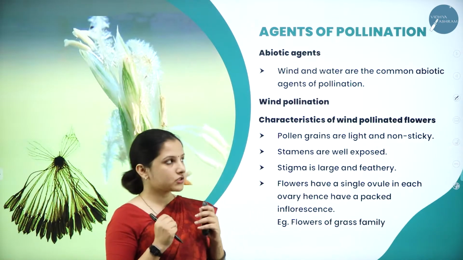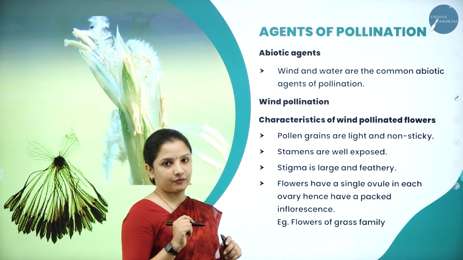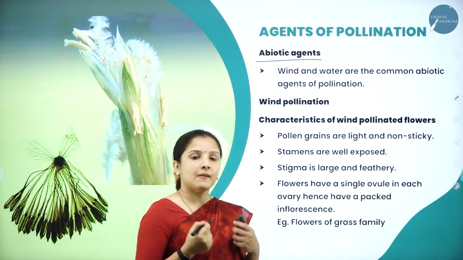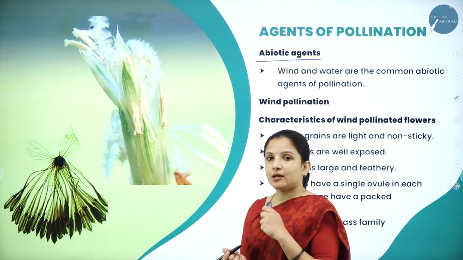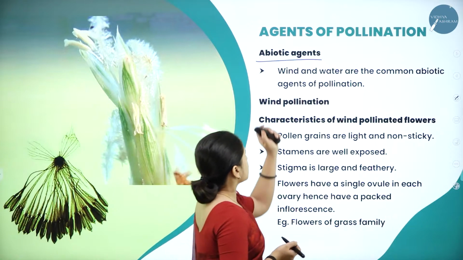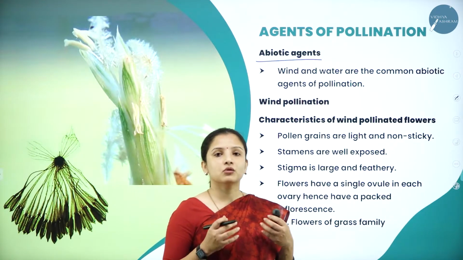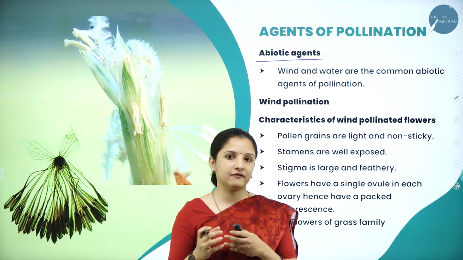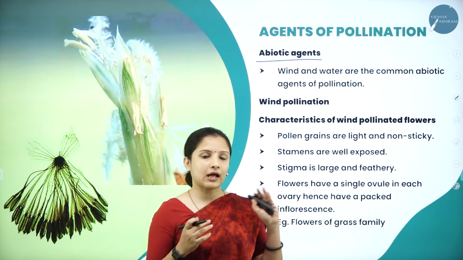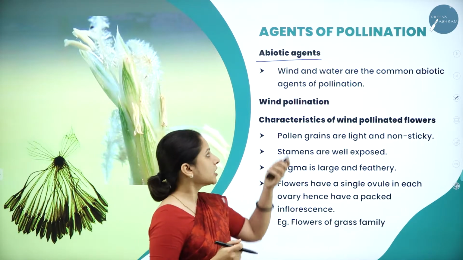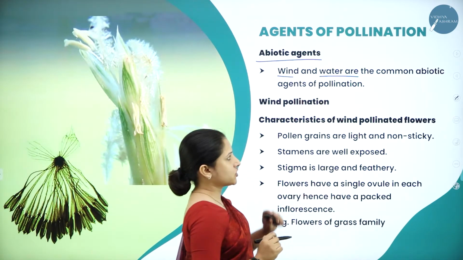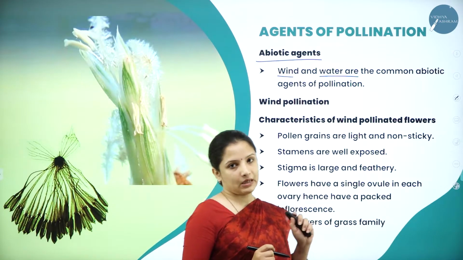Under agents of pollination, there are two types of pollinators: the abiotic agents and the biotic agents. First we'll study the abiotic agents that bring about pollination. Abiotic agents don't have life. For example, wind and water are the abiotic agents. They don't have life, that is why they are called abiotic. Wind and water are the most common abiotic agents.